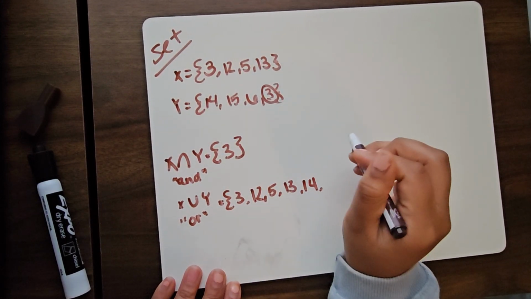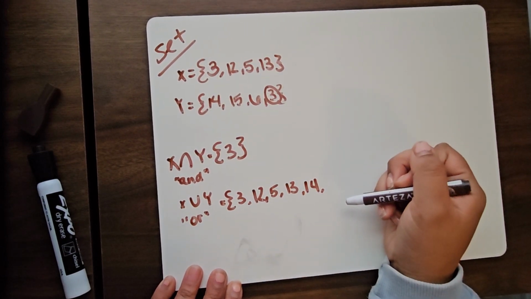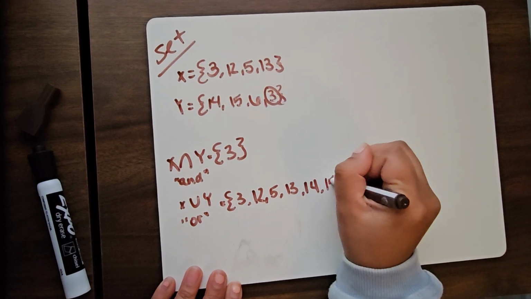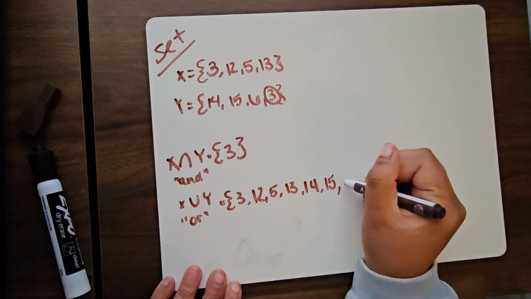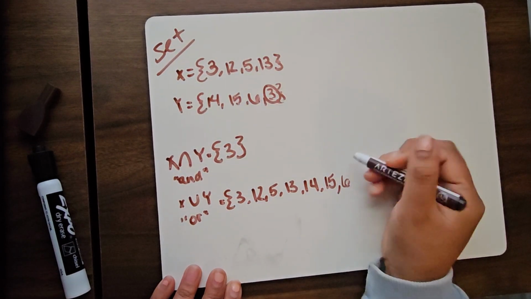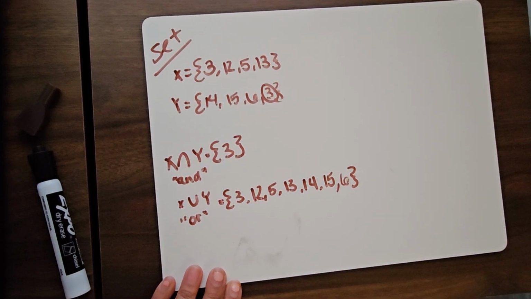Let's remember that this is a set and they do not have to be in any specific order. Moving on, the number 15 is in set Y or X. And finally, the number 6 is in set Y or X. Since we already wrote the number 3, we do not have to write that object again.